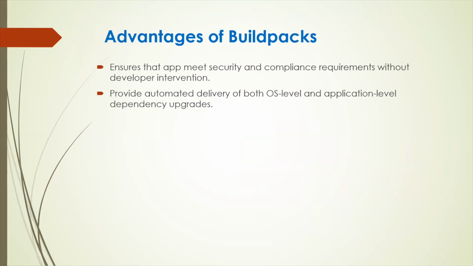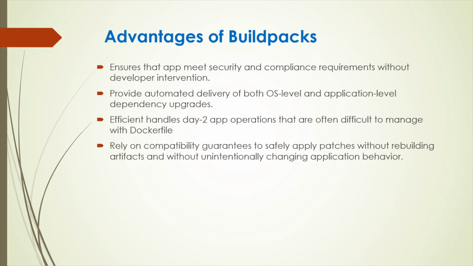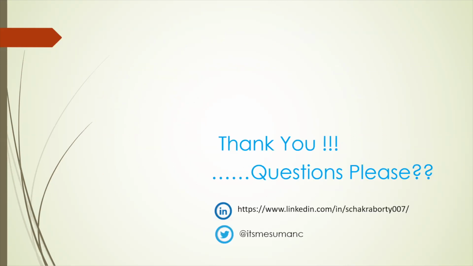So it provides automated delivery for both your OS-level and application-level dependency upgrades. It can efficiently handle day-two operations or maintenance, which is difficult with the Dockerfile. And it can use ABI compatibility to ensure that both the base layer and the runnable image where your application is built are compatible on the platform side. It rebuilds and uploads the layers when necessary. It won't do it every time, only if there is any change. And then it supports cross-repository blob mounting across the Docker registry v2.